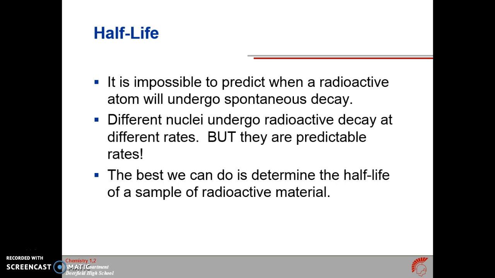Remember that it is impossible to predict when an atom is going to decay. But it is easy to predict the rate of decay for different nuclei. If you have a particular atom, you can figure out what's referred to as the half-life. The half-life is, by definition, the amount of time it takes 50% of your material to spontaneously decay.